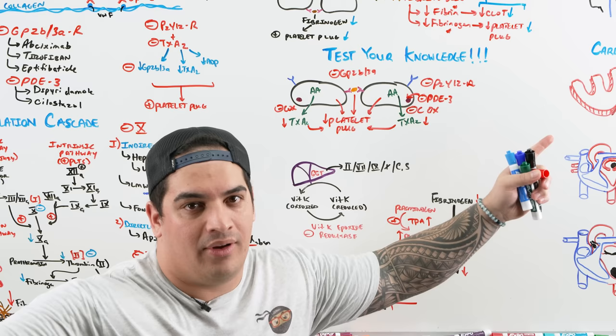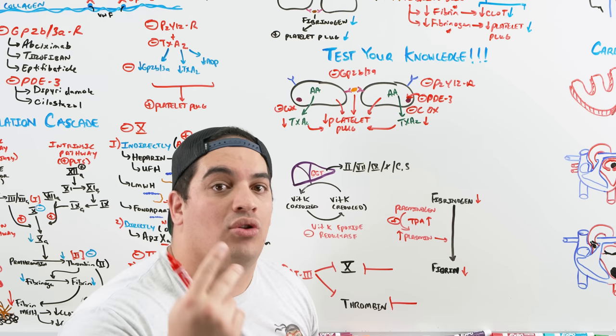Antiplatelets and anticoagulants decrease clot formation and clot propagation. Thrombolytics break down and dissolve a clot. Okay, my friends, let's go into indications.